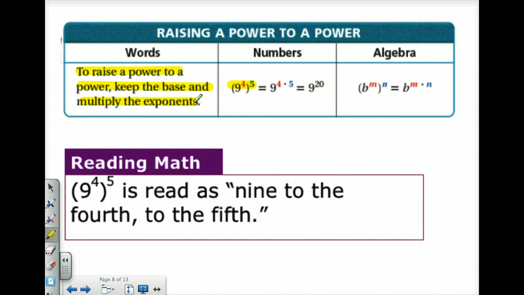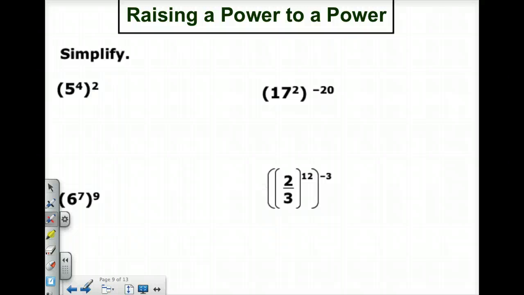So how do we read these problems? Well, whenever we see a question like this, we are going to read it as 9 to the 4th to the 5th. That's an example that I have for you here. Let's go ahead. We're going to try. We'll do the first one. 5 to the 4th to the 2nd. The base is 5. We need to multiply our exponents. So 4 times 2. And our answer is 5 to the 8th power.